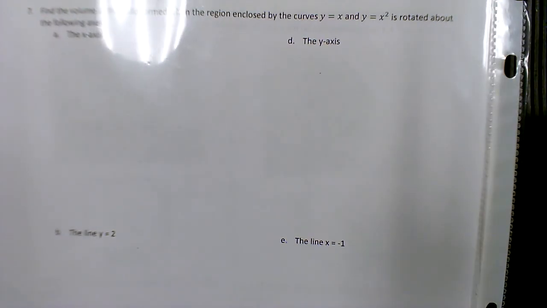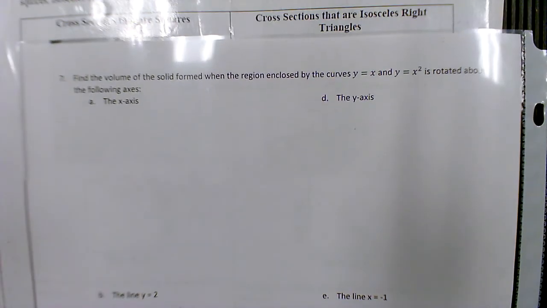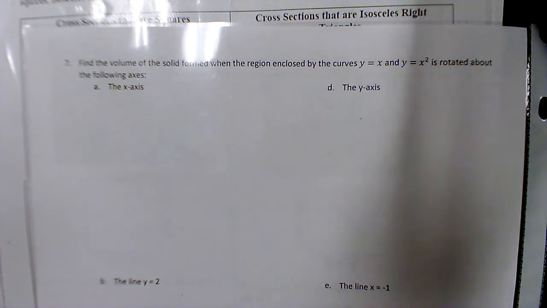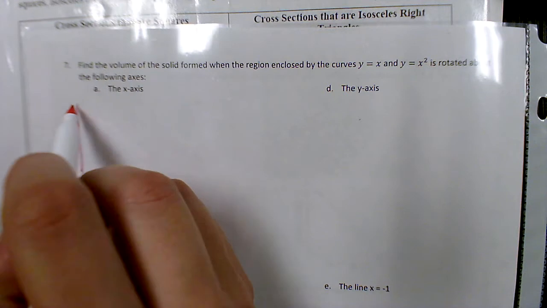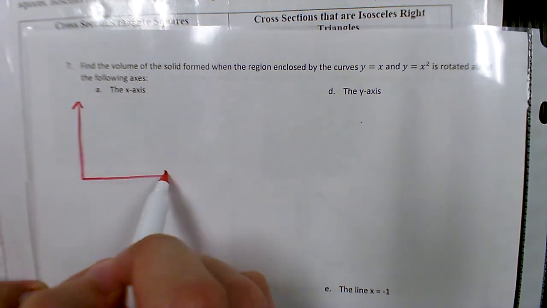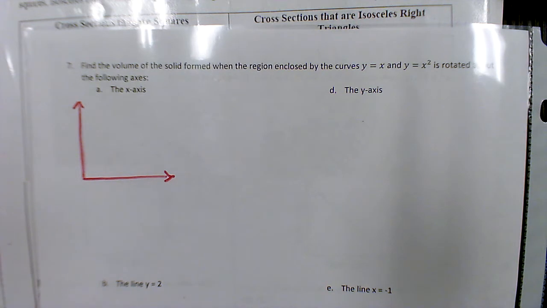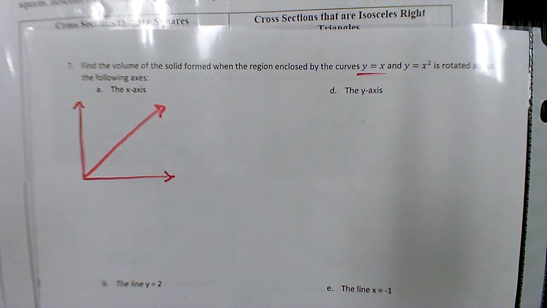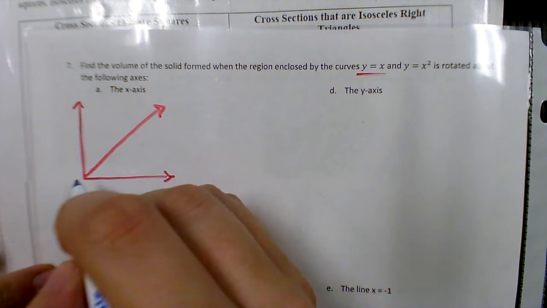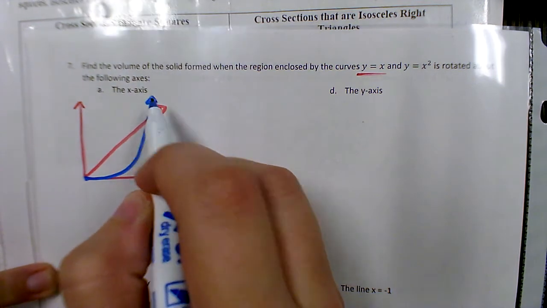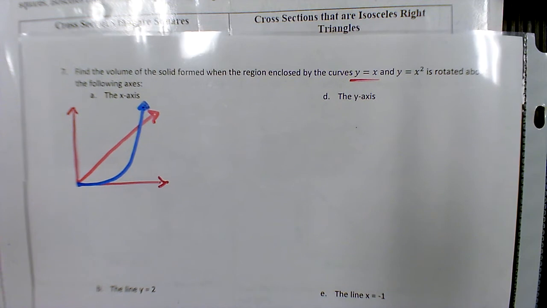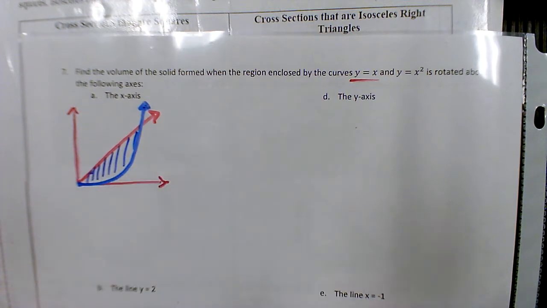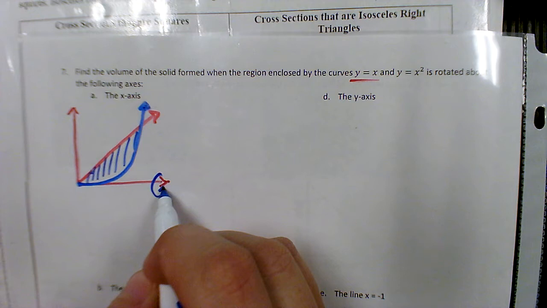Find the volume of the solid formed when the region enclosed by these graphs is rotated about the following axes. All right, so it's basically the same type of graph and equations, we're just choosing a different way of rotating it. So let's perhaps draw our pictures. Our first equation is y equals x, a linear function going through the origin. Our second function is quadratic, so it starts at the origin and curves upward like a U.